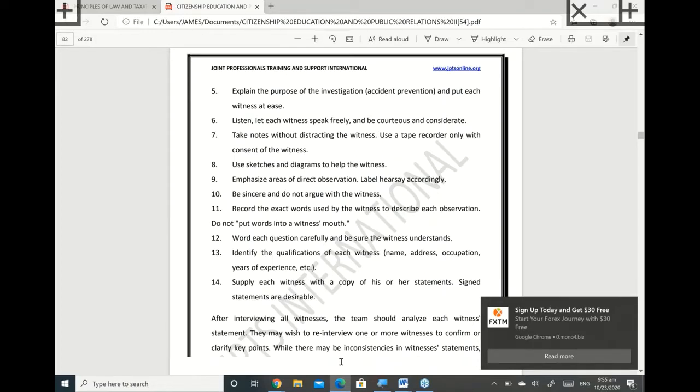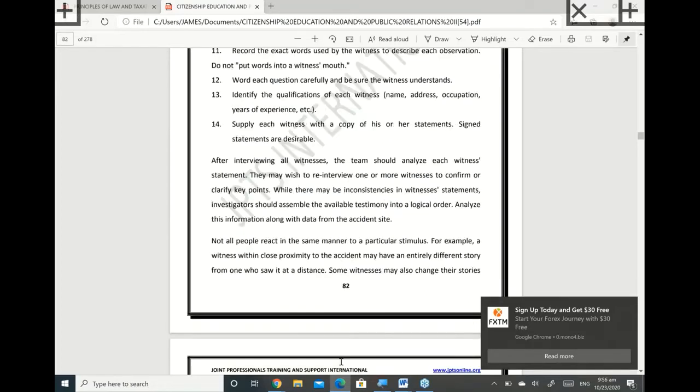Why there may be inconsistency in witness statements, an investigator should assemble the available testimony into a logical order, analyzing the information from which the data comes. So we need to understand all these attributes.